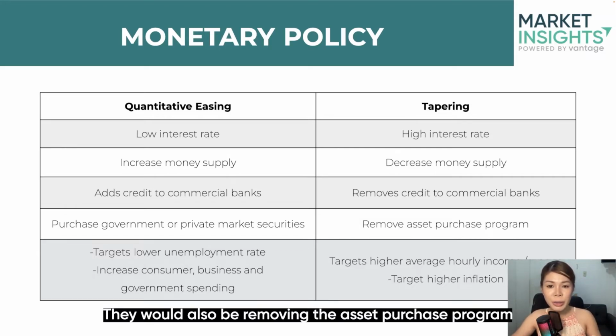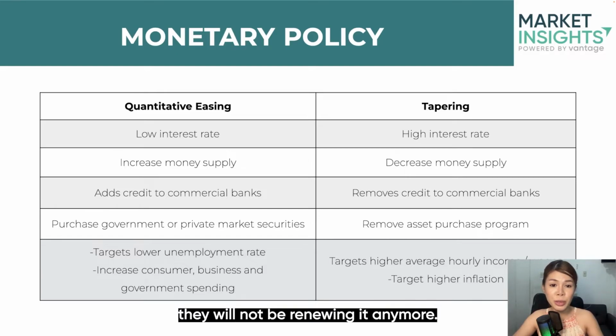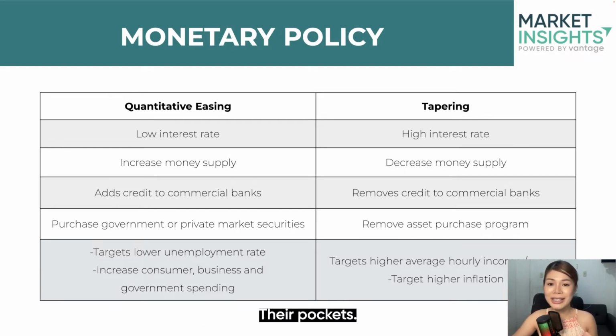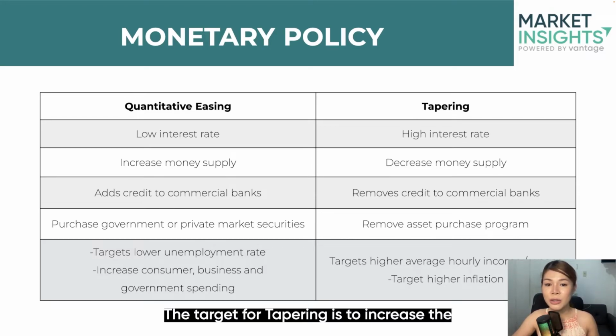They would also be removing the asset purchase program that they did. So once the assets that they purchased before matured, they will not be renewing those anymore. That would put money back into their pockets. The target for tapering is to increase the average hourly earnings or income of individuals and promote higher inflation.